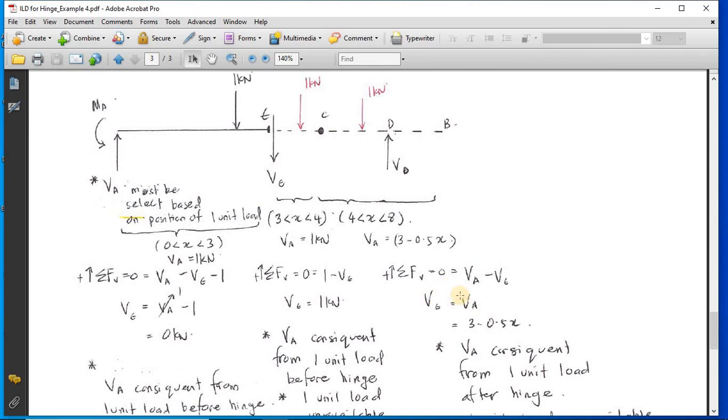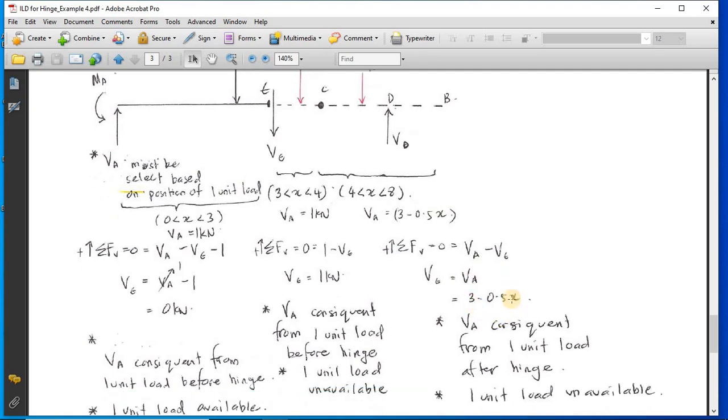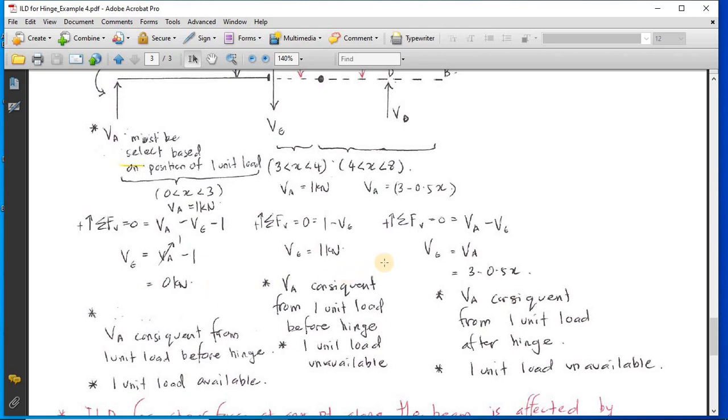So the equation of shear force at E for this range can be obtained by this. The summation of force in vertical, we have VA minus VE, where the VA is equal to 3 minus 0.5x, which is from the second set of support calculation. And the 1 unit load is unavailable. So by simplifying this, you can see that the VE is equal to 3 minus 0.5x. Okay, so we have 3 sets of equations for the VE.